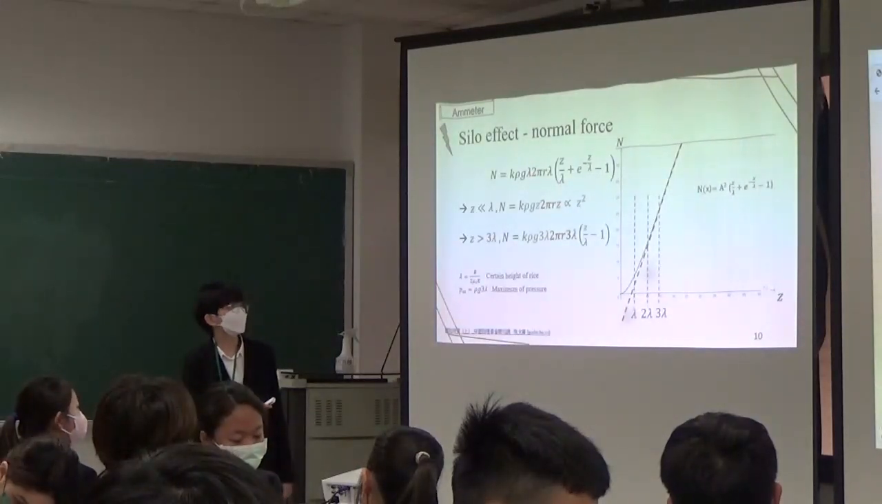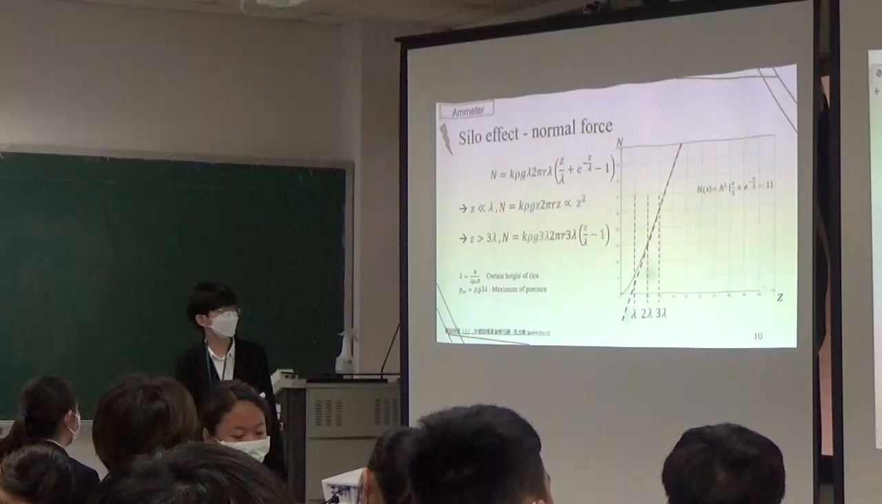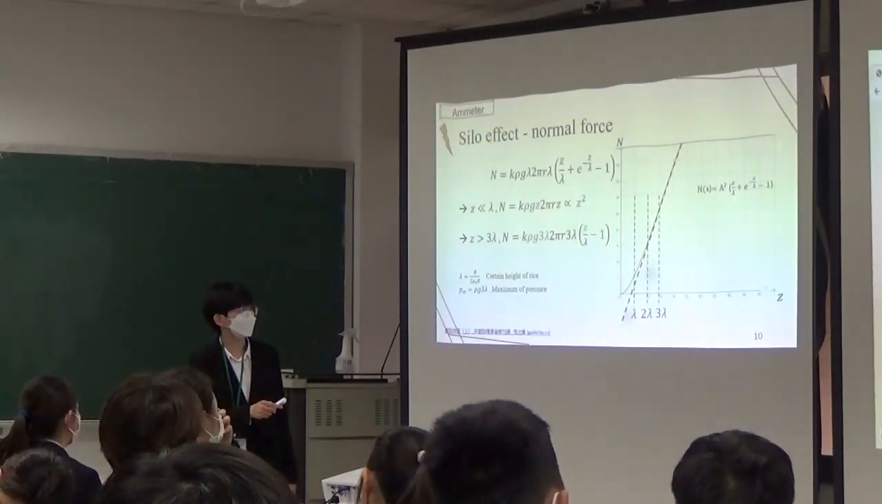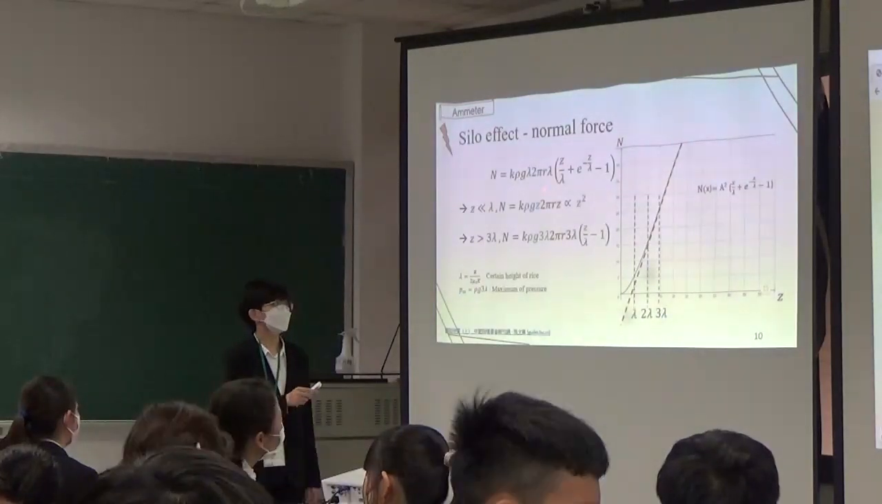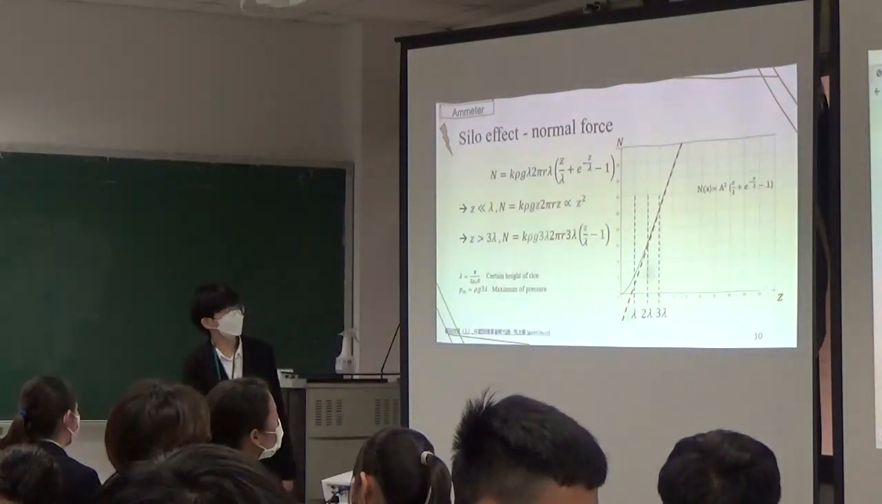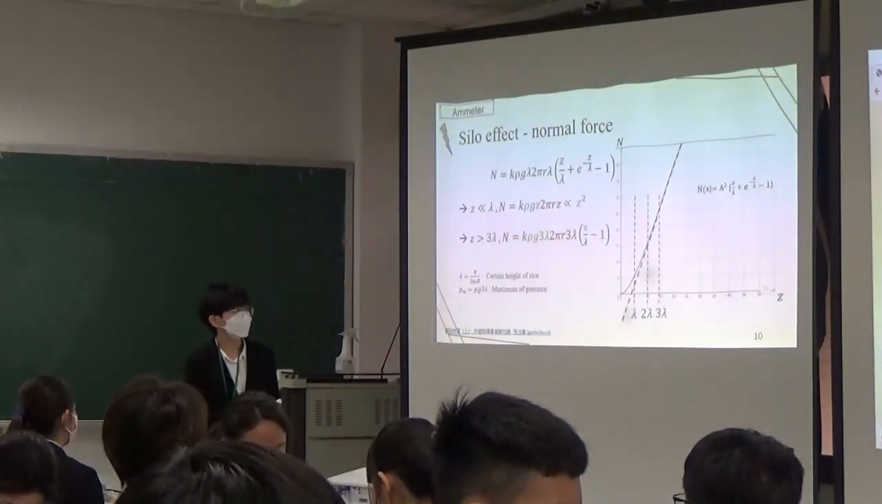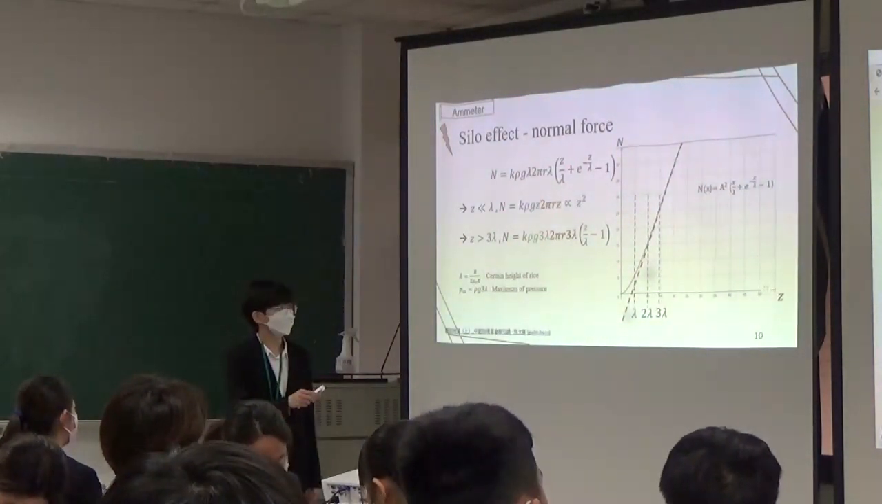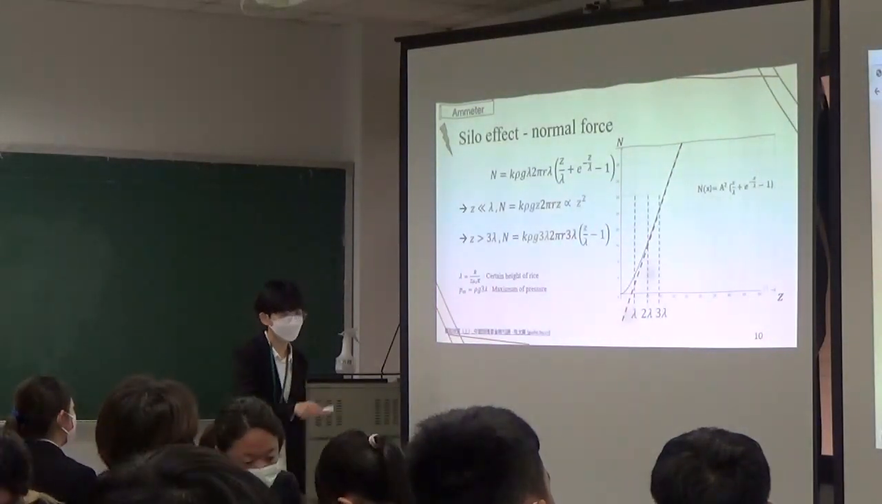When we get the normal force, we also focus on this square. When z is smaller than lambda, the normal force becomes this. The blue one is ρgz, the pressure, and the red is 2πRz. So we can know it is z squared, just like this one.